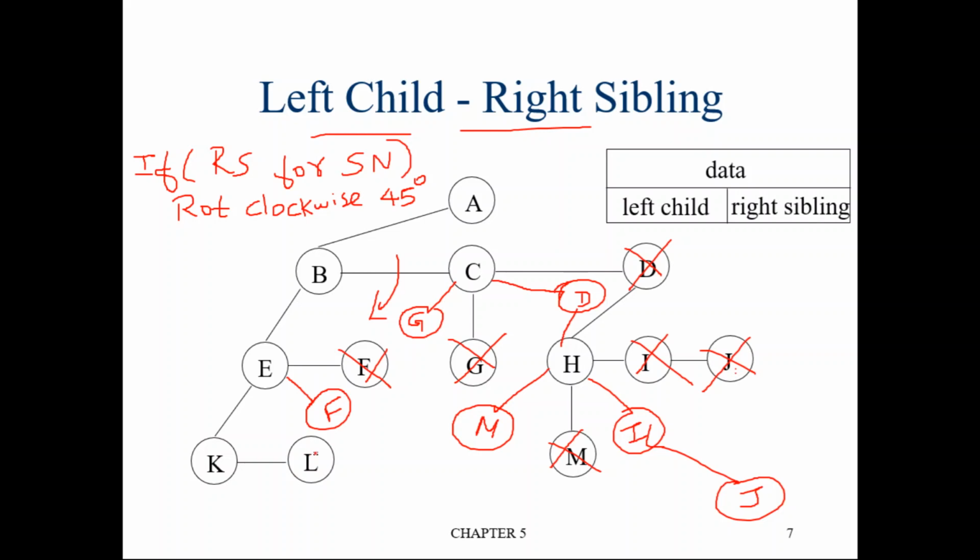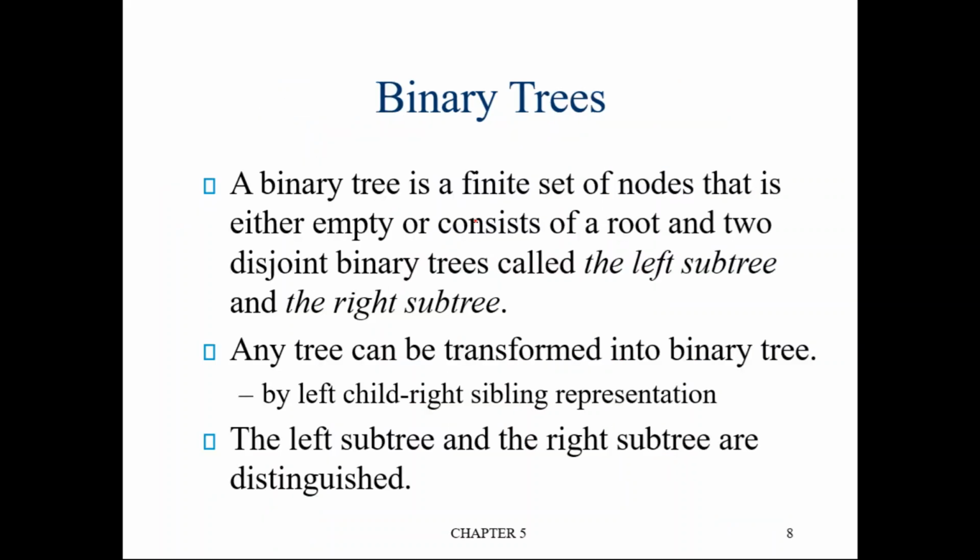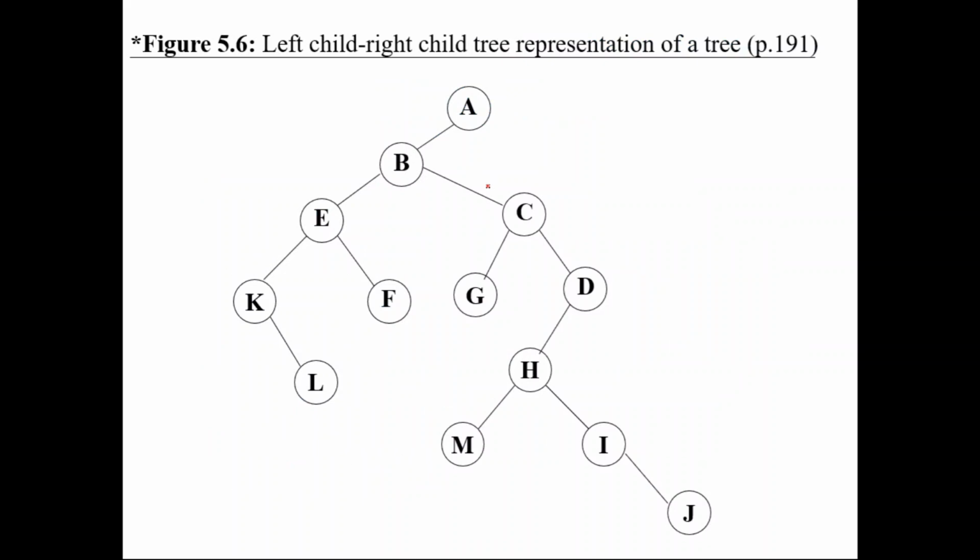Then check L. Is L the right sibling of someone? Yes, L is the right sibling of K. Then rotate L by 45 degrees, so L will come here. So this also you should understand. Is K the right sibling of someone? No. Is E the right sibling of something? No. Is B the right sibling of something? No. Is A the right sibling of something? No. So as a result, when you do these rotations, you will get a tree something like this.